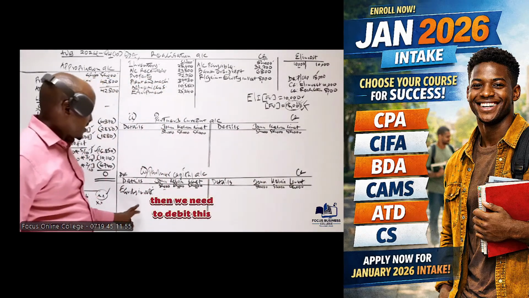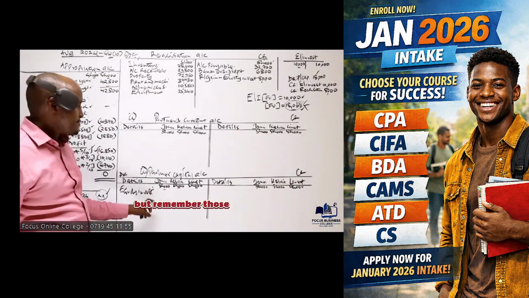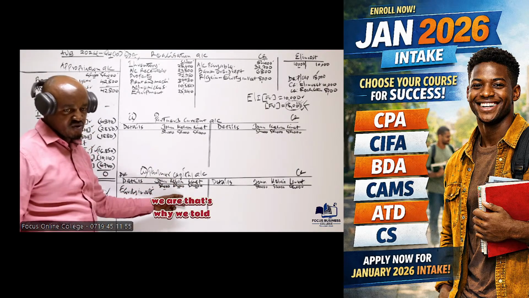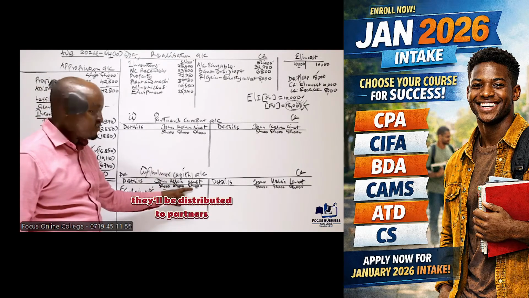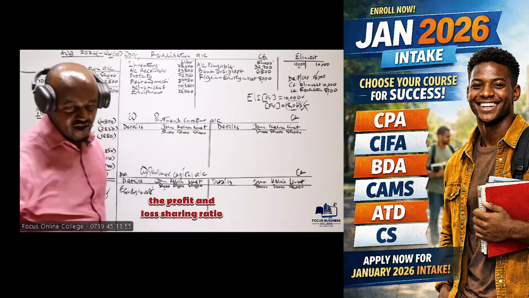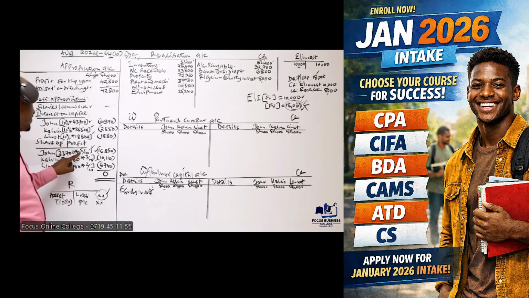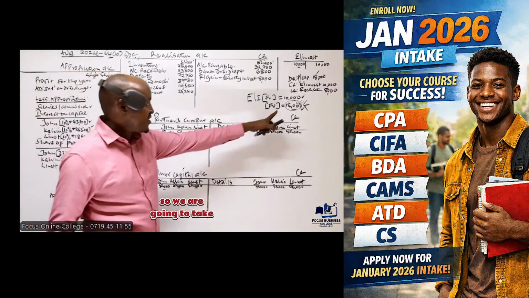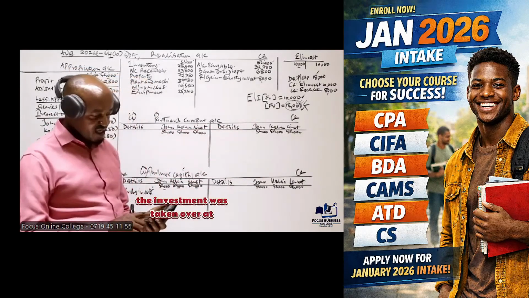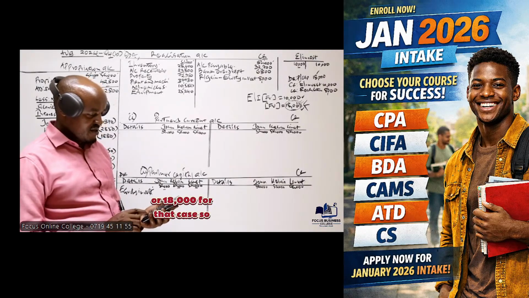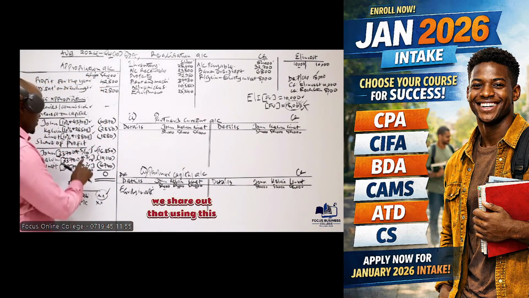Then we need to debit this account with the 18 million. But remember, those investments were taken over by the 3 partners. That's why we are told in note 2 they will be distributed to partners using their profit and loss sharing ratio. The profit and loss sharing ratio we know is 5 over 10, 3 over 10, and 2 over 10. The investment was taken over at a value of 18 million, or 18,000 for that case, so we share that out using this.